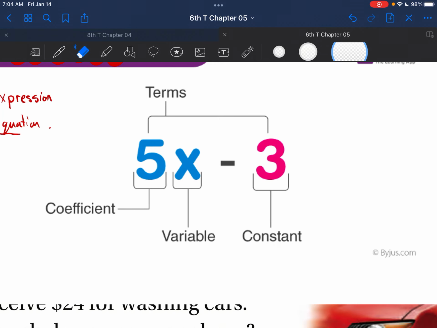And last but not least, we have the coefficient. The first part of this word is co. Think of the words co-pilot, co-captain, all right? These are going to be numbers next to your variable. That is how we know they are a coefficient, okay? So we'll go through some practice problems. We're going to put them all together, and then hopefully it is going to make sense.